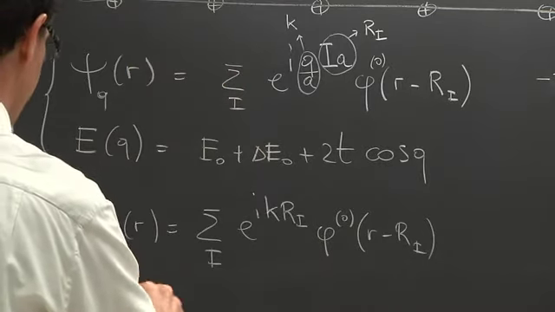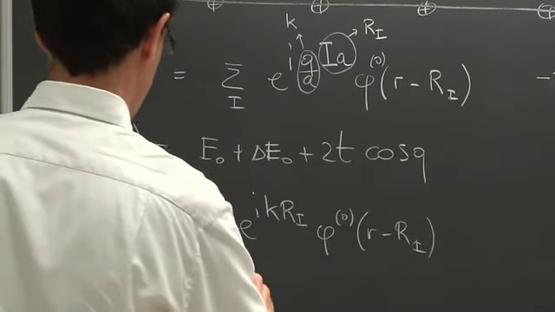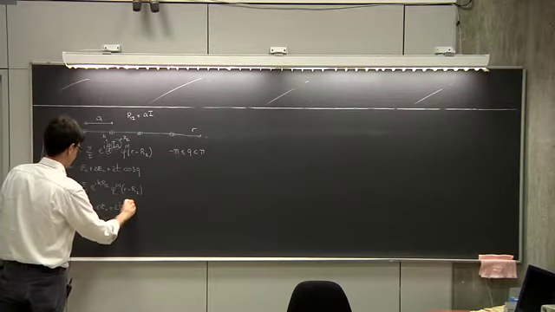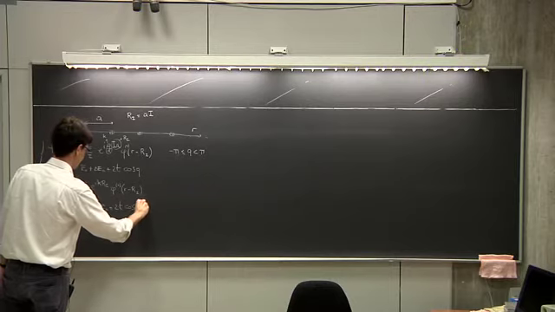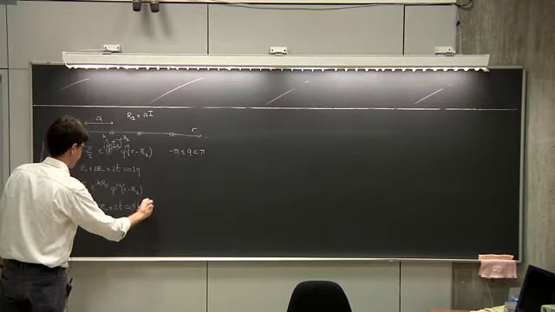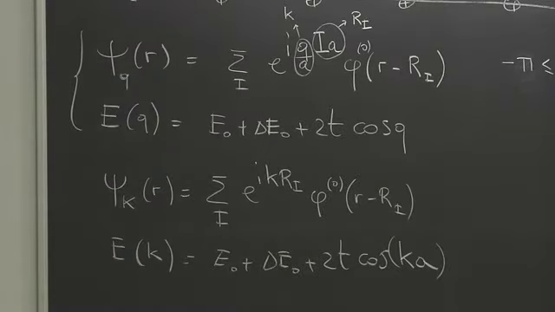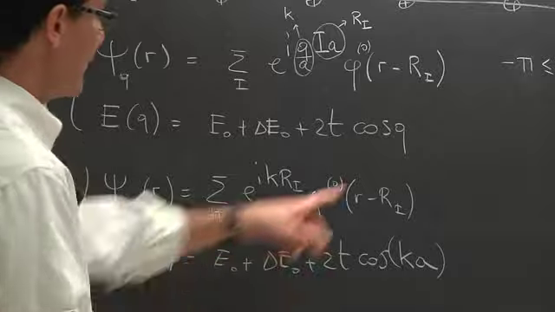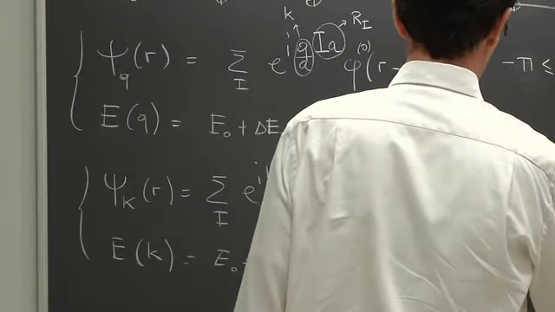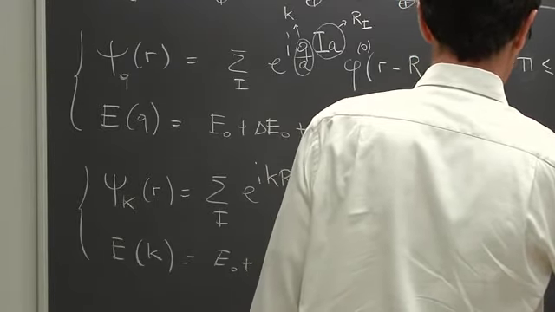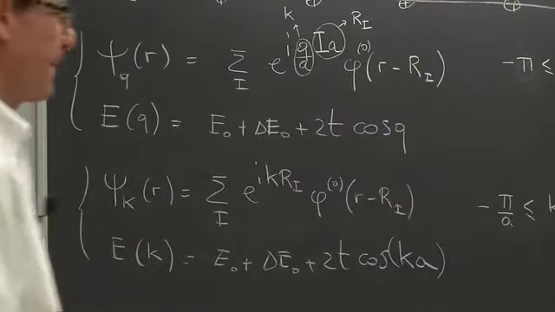And the solution now as a function of K is E naught plus delta E naught plus 2t cosine of K A, right? Because Q is K times A. I'm not doing anything particular, only changing variables. And of course, if I change variables, I'll also need to remember that the range of possible values for k is now this one.